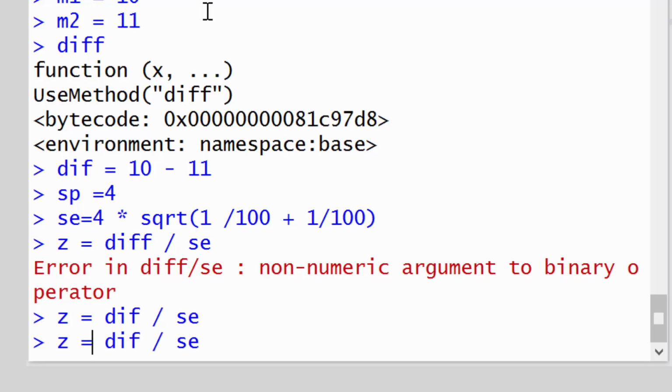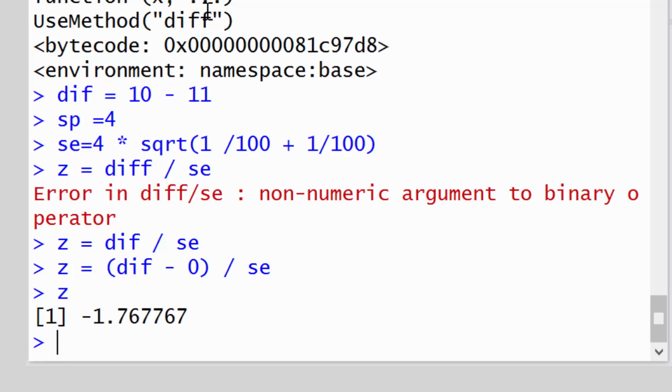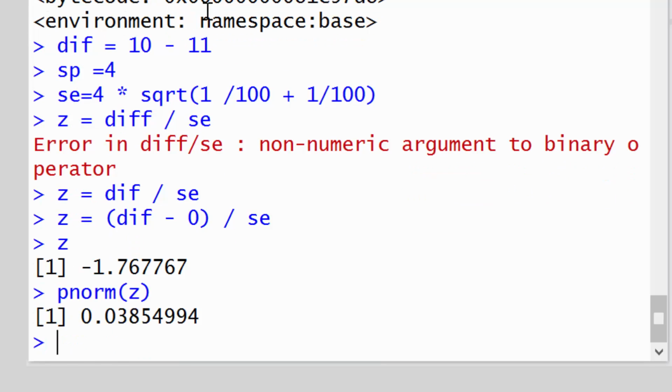The hypothesized value is 0, which of course doesn't do anything, but that's the real value for z. So our z: how many standard errors away from 0 was our observed difference? It's negative 1.77 standard errors away from 0. We need to figure out whether that is statistically significant. So why don't we do pnorm of our z value, and that gives me 0.038.